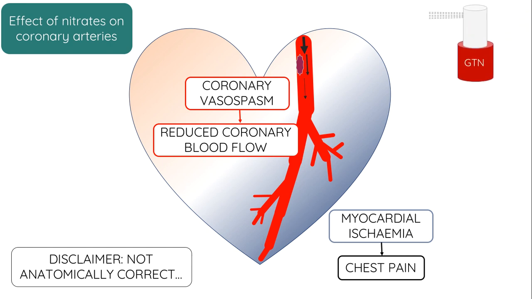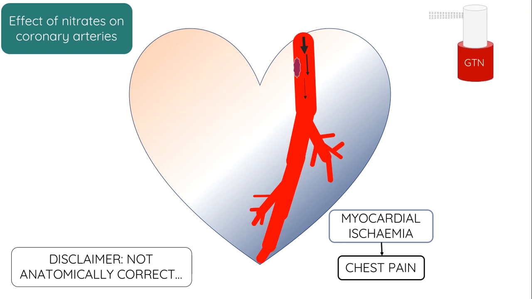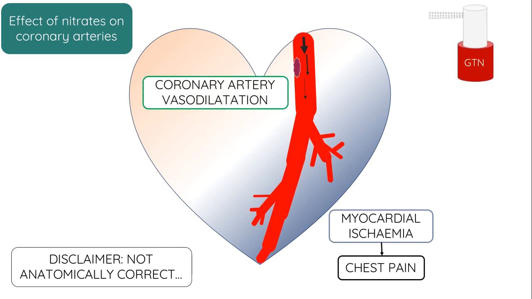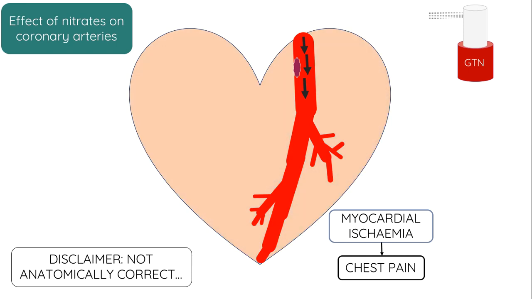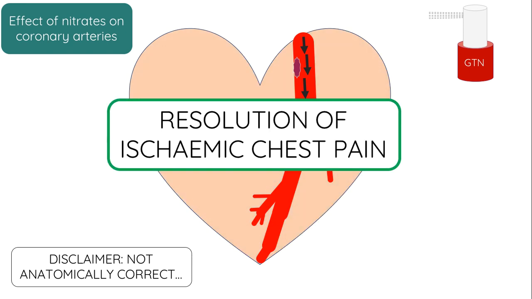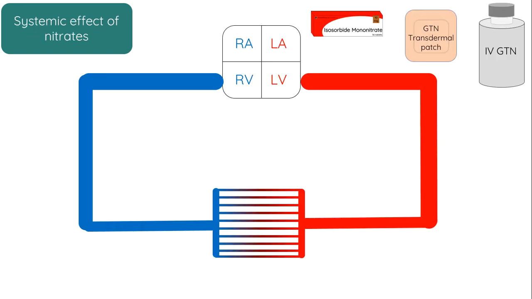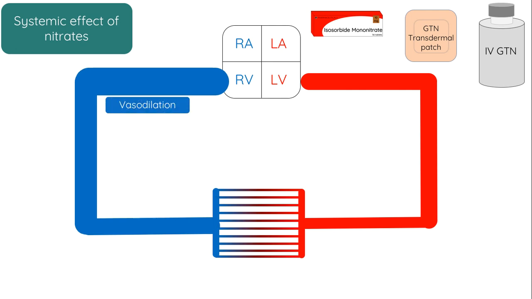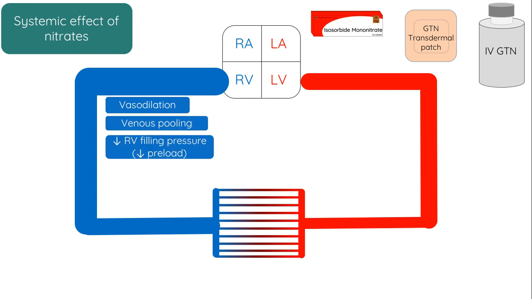So if a patient comes and takes nitrates, GTN spray, that causes vasodilatation of the coronary arteries. And so you can see, if you vasodilate that coronary artery around that thrombus, the blood flow is going to be restored and you get a resolution of ischemic chest pain. In terms of systemic effects of nitrates, if we have vasodilatation occurring in the veins, we get blood pooling in the veins, and that has an effect on the heart by reducing the filling pressure in the right ventricle, and that's also known as preload.